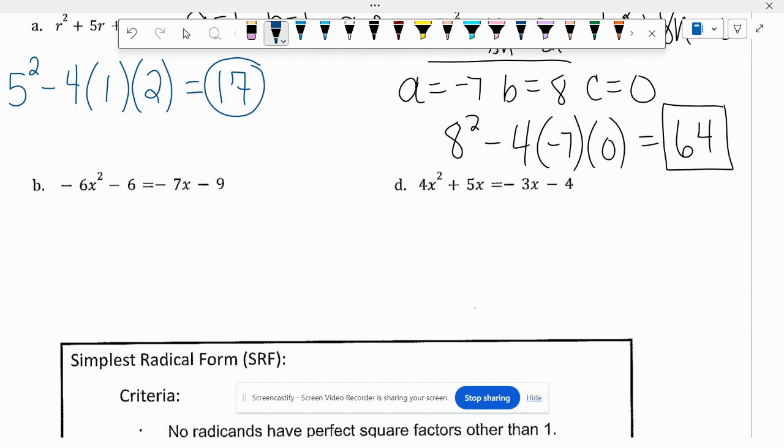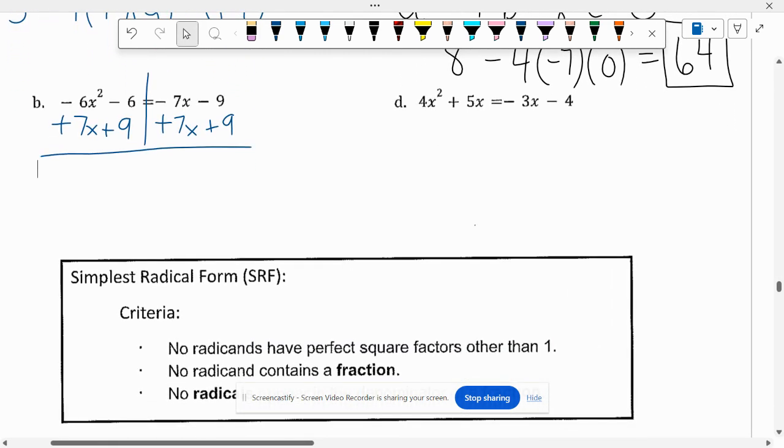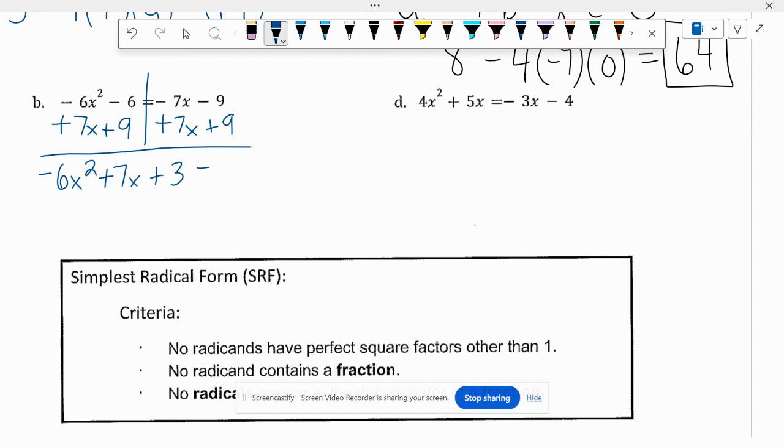So we could add 7x and add 9 to both sides, or we could add 6x squared and 6 to both sides. It doesn't matter, but we have to make one side have nothing, right? One side has to have nothing on it, has to equal 0. So when I do this math and I put this in standard form, what do I have? Good job. Perfect. Negative 6x squared plus 7x plus 3 equals 0.